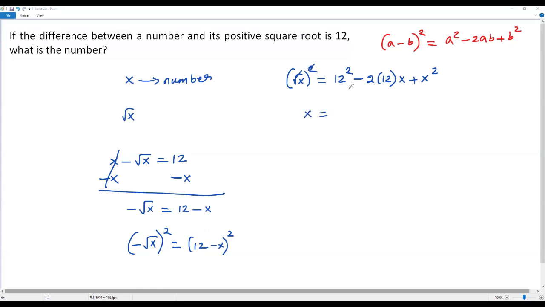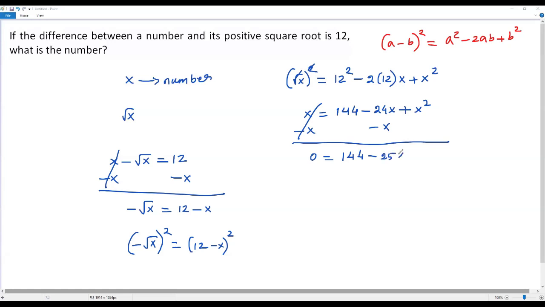We get x equals the value of 12 squared, which is 144, minus 24x plus x squared. Now we can subtract x from both sides. When I subtract x from both sides, the positive x and negative x will cancel. Then I'm getting 0 equals 144 minus 25x plus x squared. Okay, now we have to solve this quadratic equation.